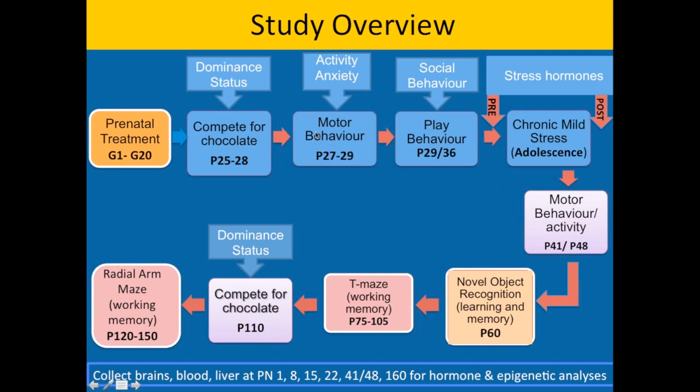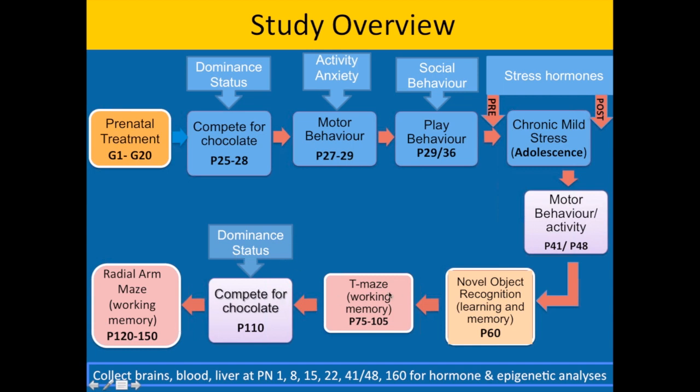We look at their activity and anxiety-like behavior early on in development. We look at social behavior. We can measure stress hormones, as we did in the children, pre and post, before and after introducing stress during adolescence. And this is a specific stress regimen that we use, very controlled, so that we can see during adolescence, if they experience stress, what is their immediate response in terms of the stress hormones, and how does that impact them later in life. And then we look at not only activity, but a variety of cognitive tasks in adulthood, and again, test for their dominant status.